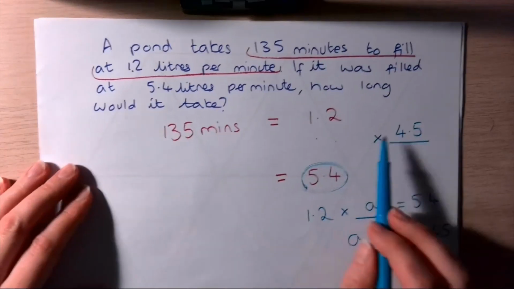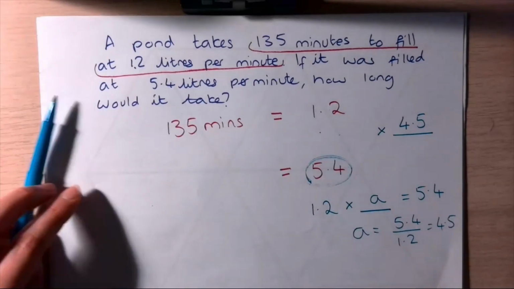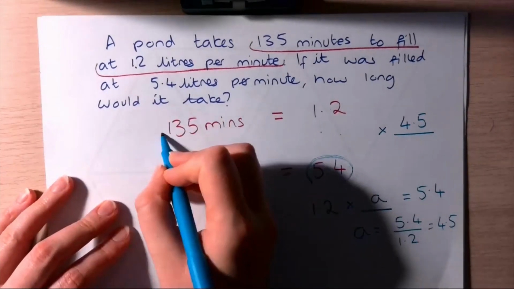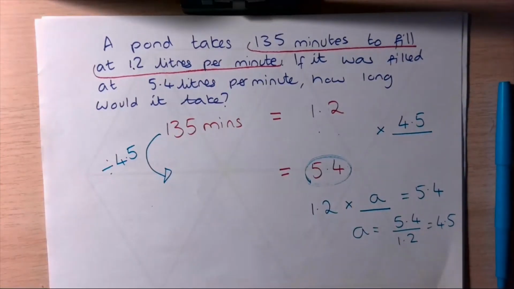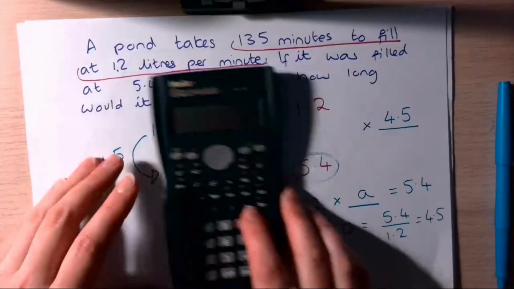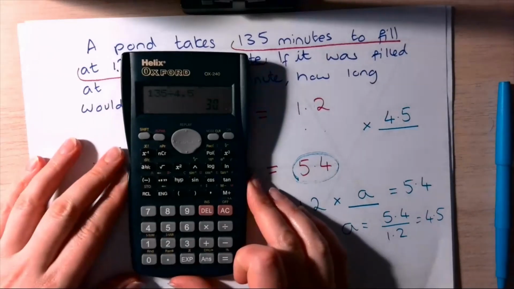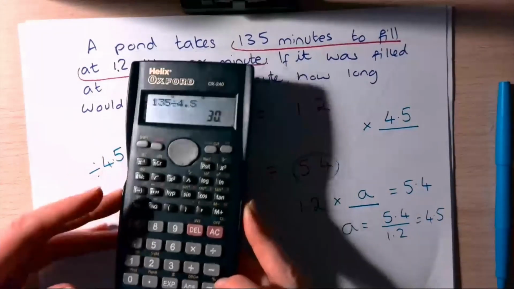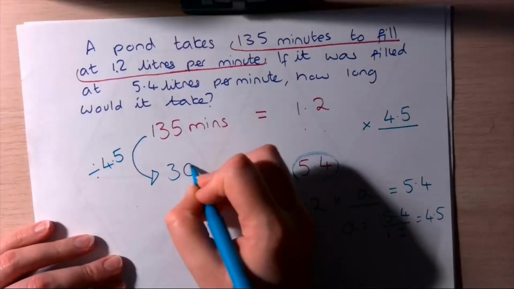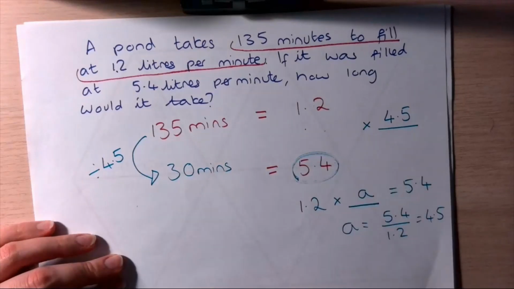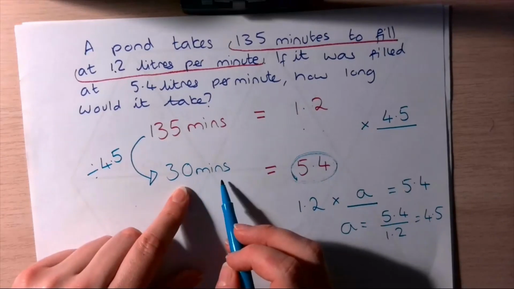So if we multiplied by 4.5 to get here, on the other side we're going to do the inverse of that, and divide by 4.5. And that's going to give us our time. 135 divided by 4.5 is 30 exactly. It's always nice when you get a nice round number. It's reassuring, isn't it? You always feel like you've done something right if you get a nice number at the end. So at 5.4 litres a minute, it only takes half an hour to fill up.